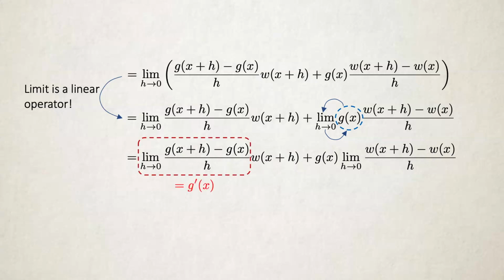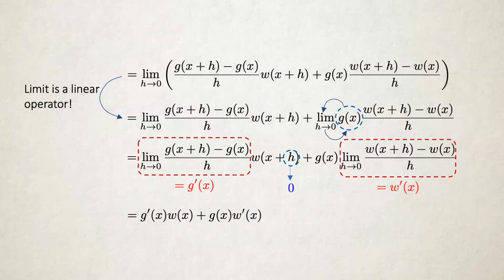Note that the limit as h approaches 0 of g of x plus h minus g of x over h is the definition of g prime of x. Also note that the limit as h approaches 0 of w of x plus h minus w of x over h is the definition of w prime of x. Now taking h to 0, we end up with the result we wanted. That is g prime of x, w of x plus g of x, w prime of x, which is the product rule. All right, today we have derived the power rule and product rule with the definition of derivative.